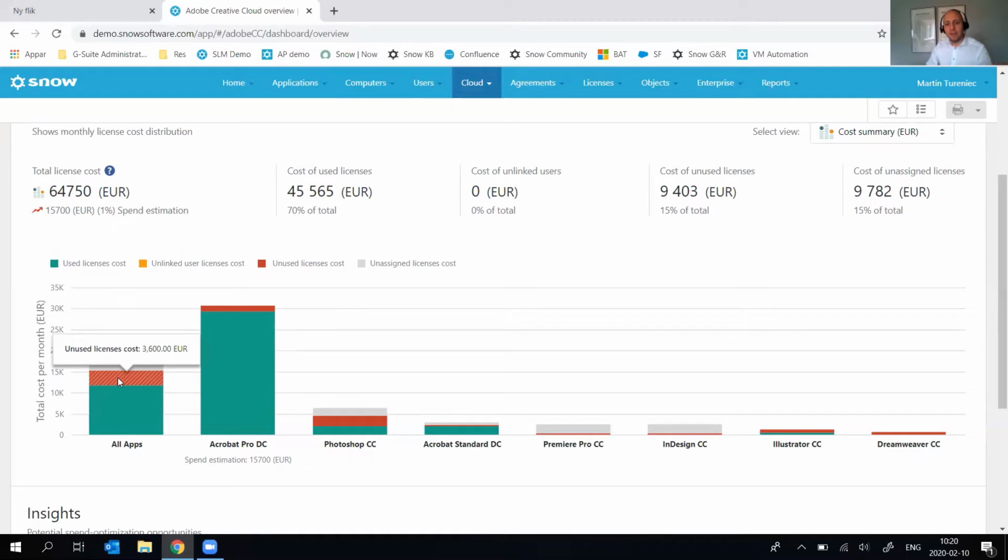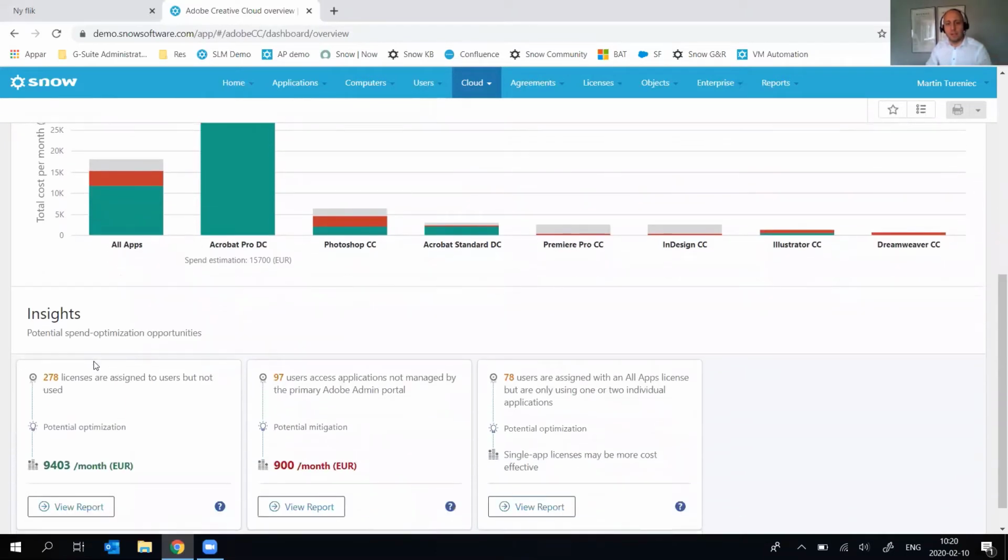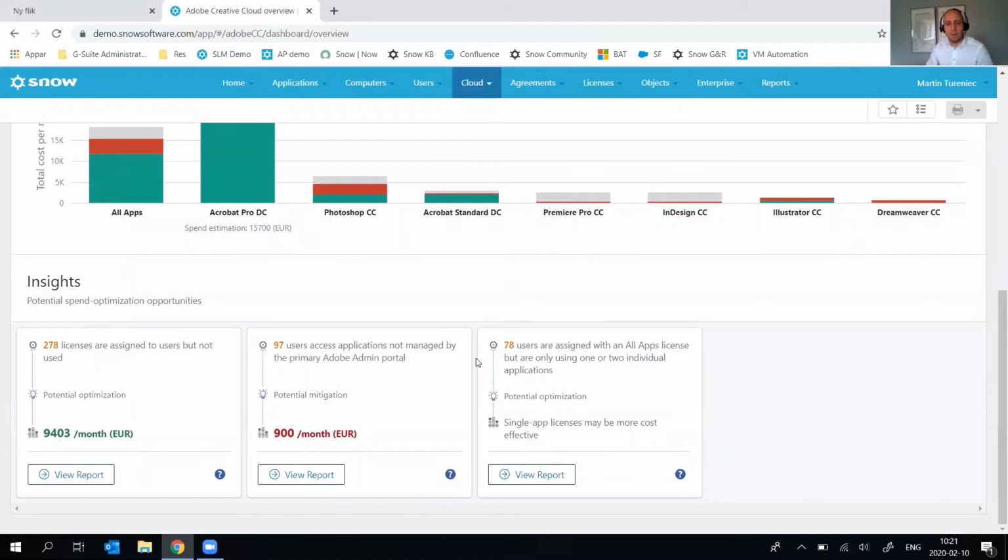But essentially, this comes down to whether the users are utilizing enough of the applications within the suite. And you also get a warning or an insight about that here a little further down on the screen. So we have 78 users that have the All Apps license, but they're only using one or two of the individual applications. And we are only counting the expensive ones, so we're not counting the Acrobat application when we talk about users. We also have licenses that are assigned but haven't been used. And that is equivalent to a potential optimization of almost 10,000 euros per month.